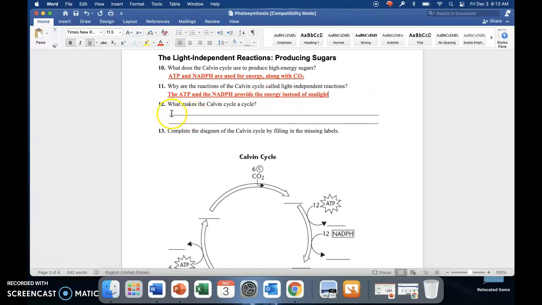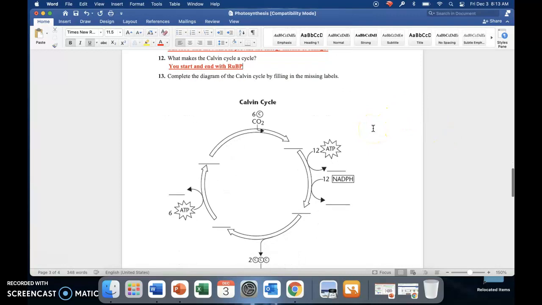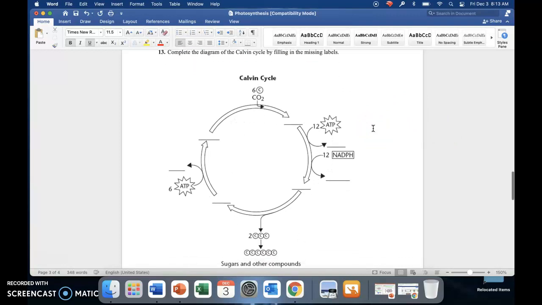What makes it a cycle? In any cycle, you end with what you start with. In this case, the substance that we start and end with is called RuBP, ribulose bisphosphate. Okay, so again, it is a cycle, and you can see that cycle pictured here in number 13.